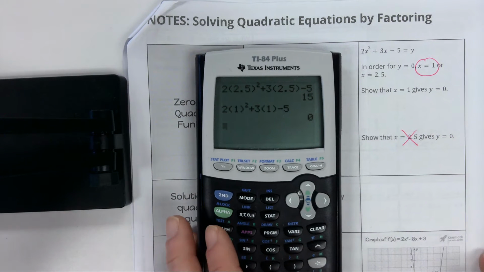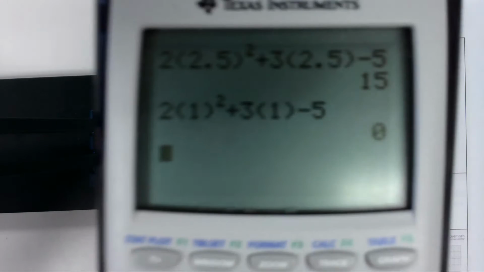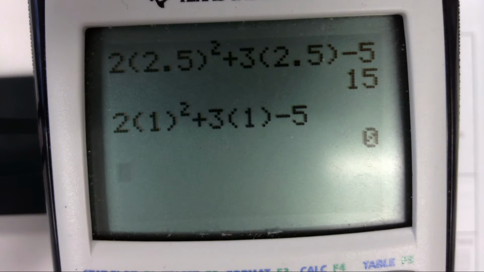What? You can't see what? The calculator. See it now? That was delayed.